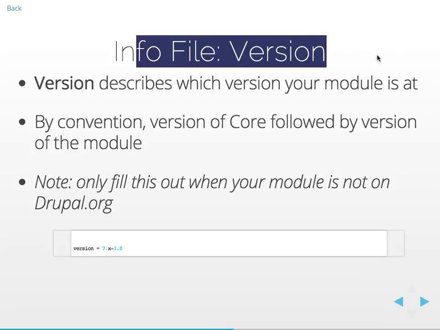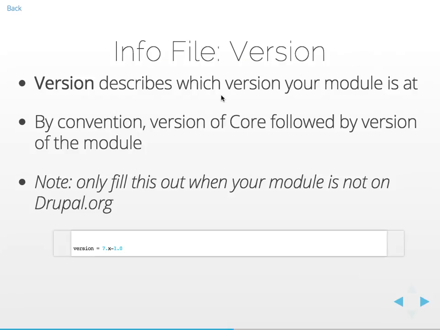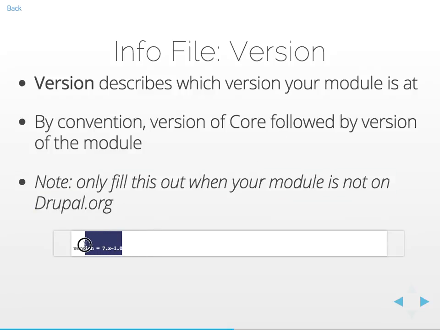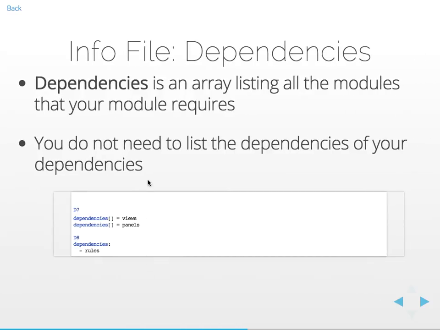Info file version. So this is for the actual module itself, but you don't actually fill this in if your module is going to be on D.O, because D.O has its own versioning system. So this is more just for custom code that's never going to be released to the community. Again, by convention, it's major version hyphen module version number. So, for example, 7.x-1.0.